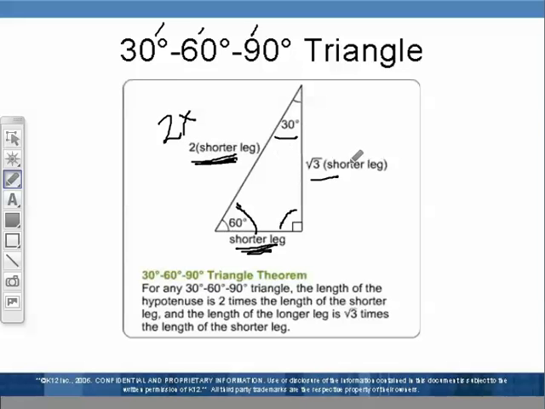This one over here is the square root of 3 times that shortest side. So x times the square root of 3. That's the relationship between these sides. It makes it easy. If I've got a 30, 60, 90 triangle, I always know that this is the relationship. And I don't have to go spending a lot of time using the Pythagorean theorem to figure it out.